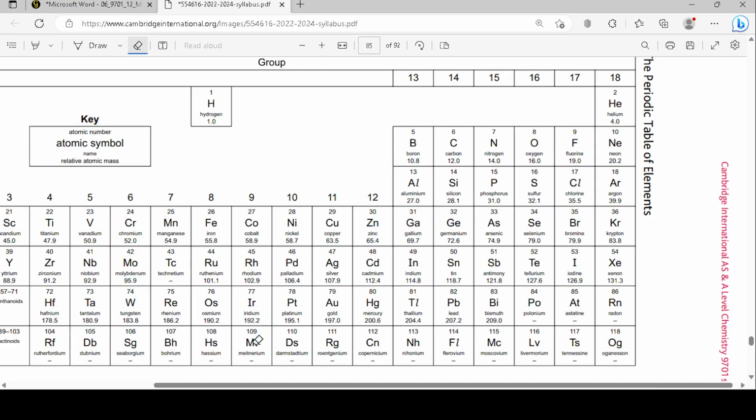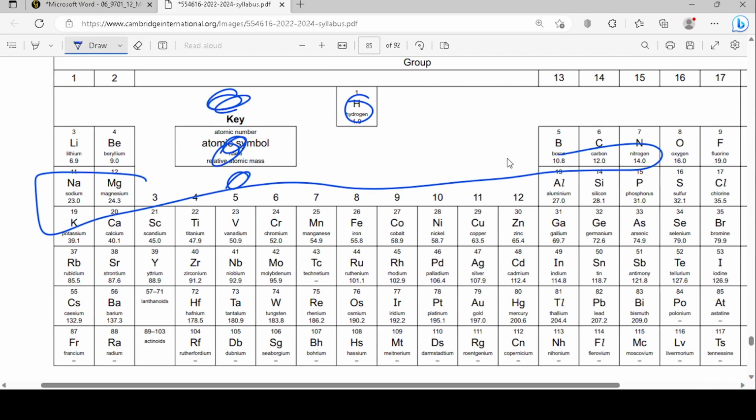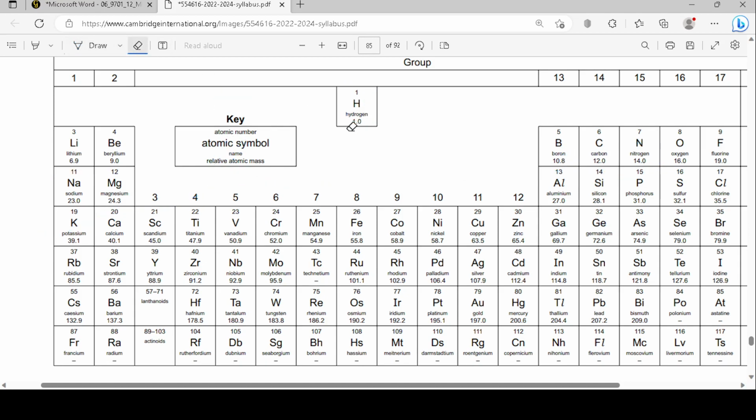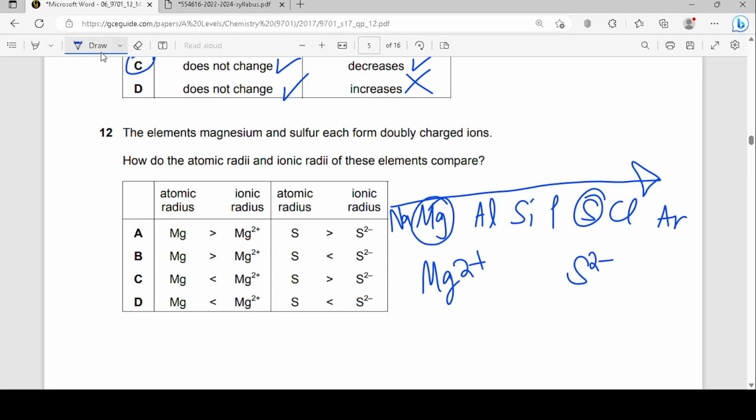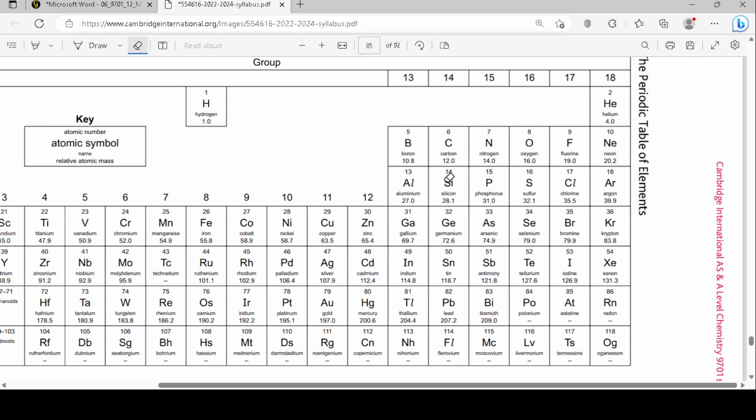So basically here it is sodium, magnesium, aluminum. This is period one. This is period two. This is period three. So this is period three that they're all in, and because of that, they're going to have three shells, right? And the number of shells remains the same. Both magnesium and sulfur atoms have the same number of shells, but the proton number is increasing. Magnesium has only 12 protons, whereas sulfur has 16 protons, right?